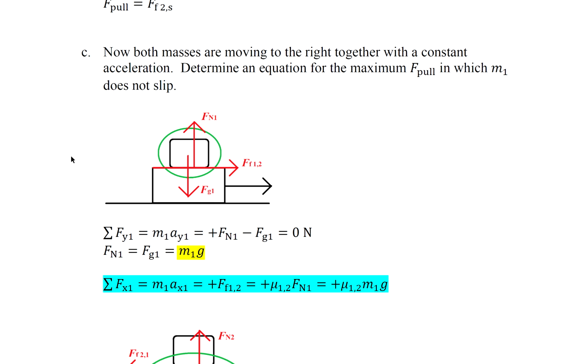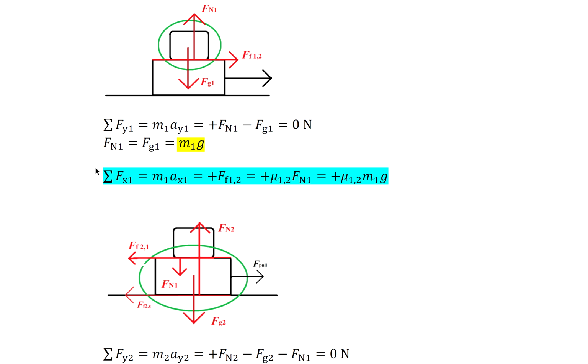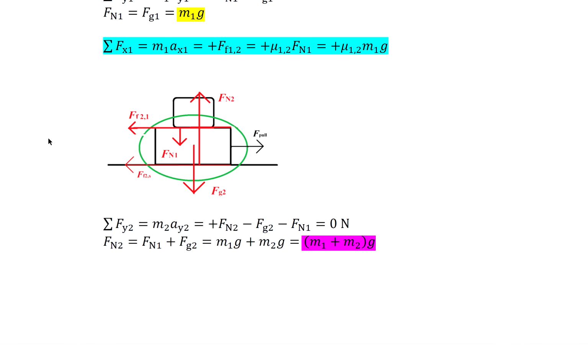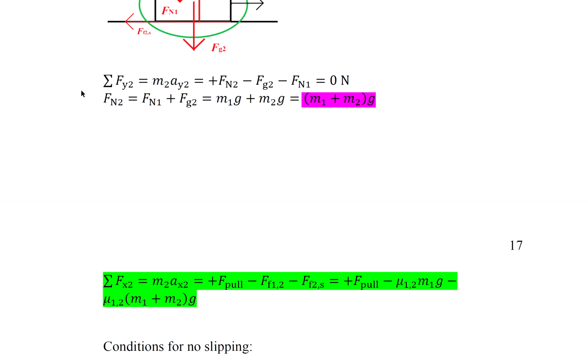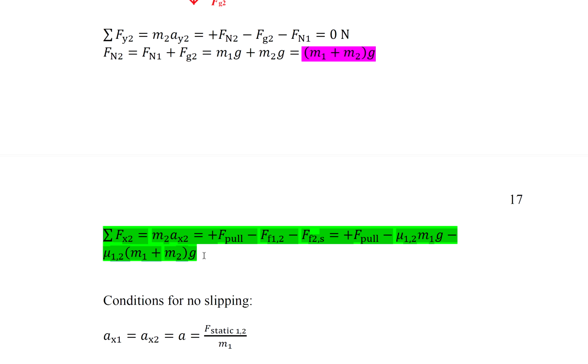Part C. Now both masses are moving to the right together with a constant acceleration. Determine an equation for the maximum force of pull in which M1 does not slip. So Newton's second law in the vertical direction for mass 1 is here. Newton's second law in the horizontal direction for mass M1 is here. Newton's second law in the vertical direction for mass M2 is here. And Newton's second law in the horizontal direction for mass M2 is here.